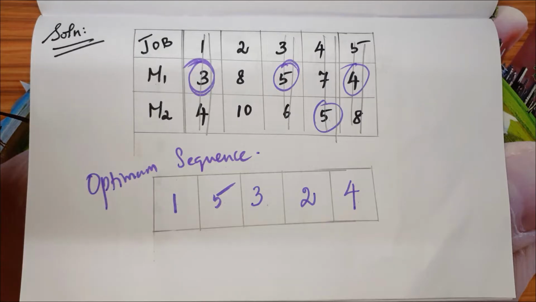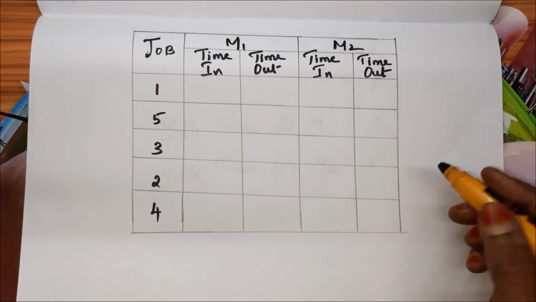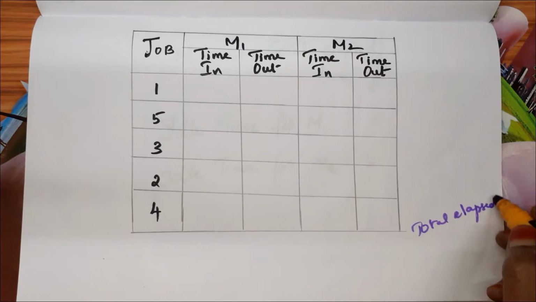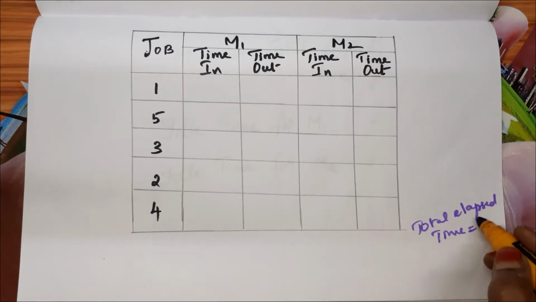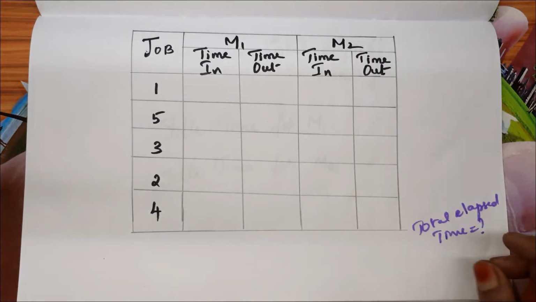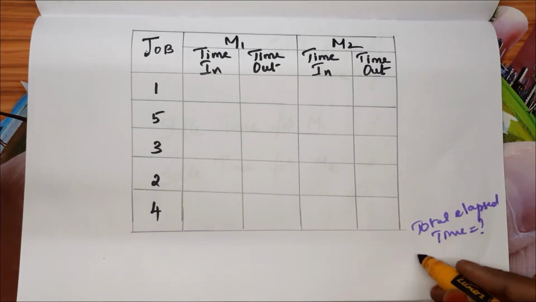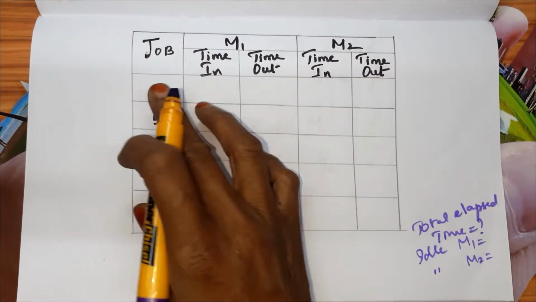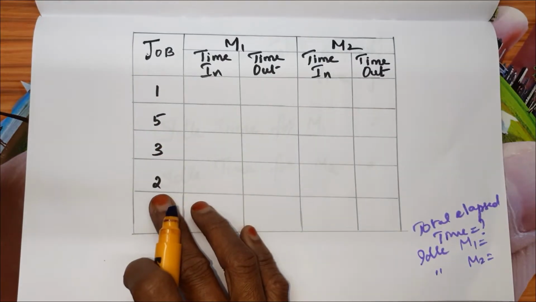Is it clear? Now we have to find 3 answers. They are the total elapsed time, that is the completion time of the total project. Then the idle time for M1 and the idle time for M2, that is, how many hours the machines are not working. So totally we are going to find 3 values. For that I have taken a table. This is the order which we got now.